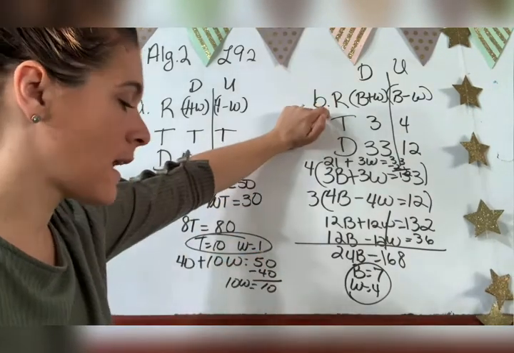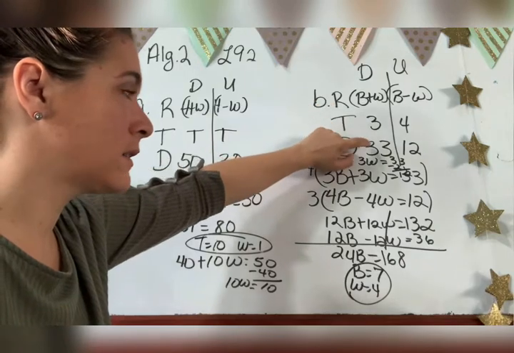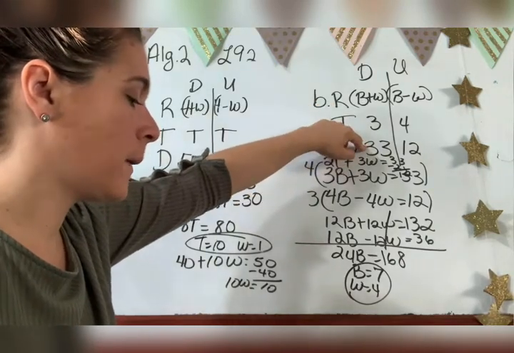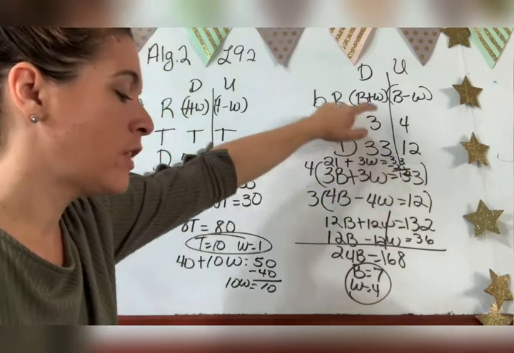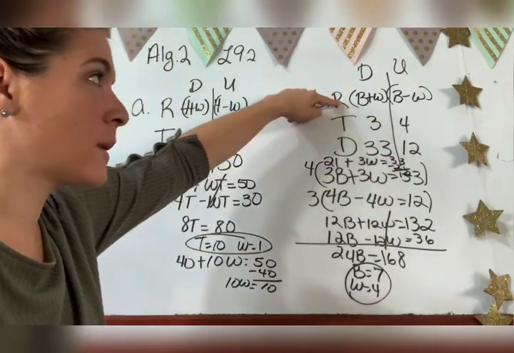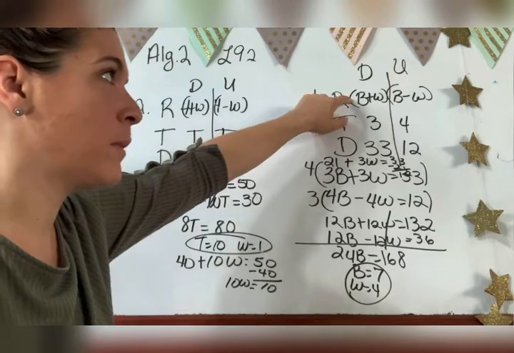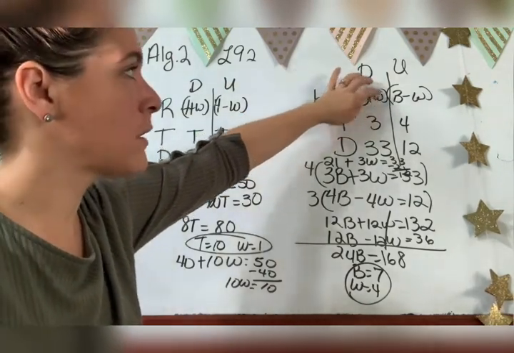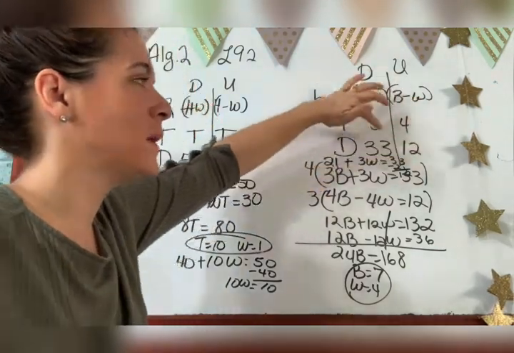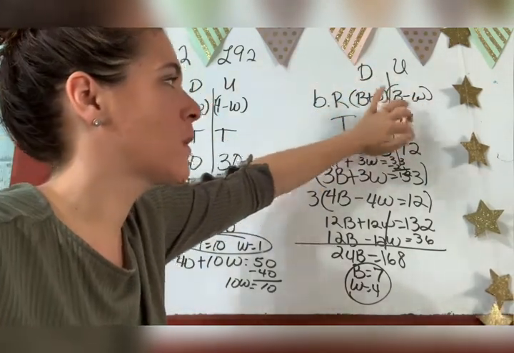Over here, it says that they could go 33 miles downstream in 3 hours, but 4 hours it took to go 12 miles upstream. They want to know the speed of the boat, and they want to know the speed of the current, so they want to know B and W. So B plus W for downstream, B minus W for upstream. So it's 3B plus 3W equals 33, and 4B minus 4W equals 12.